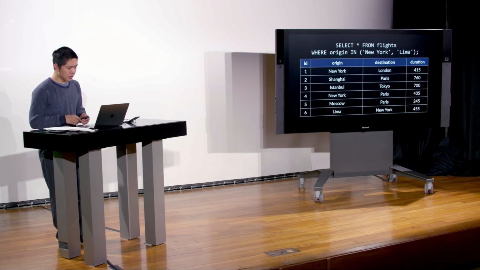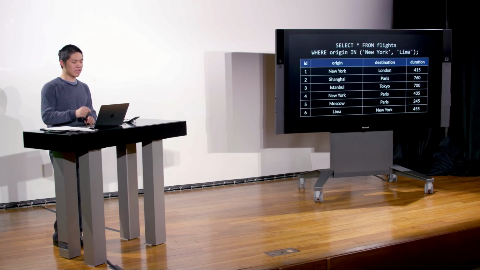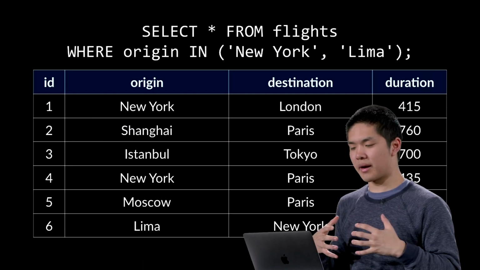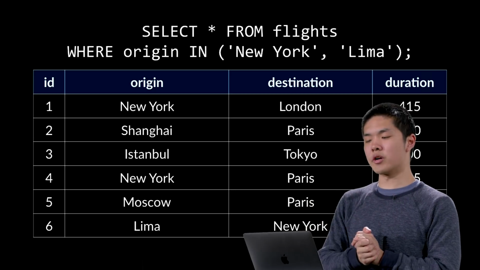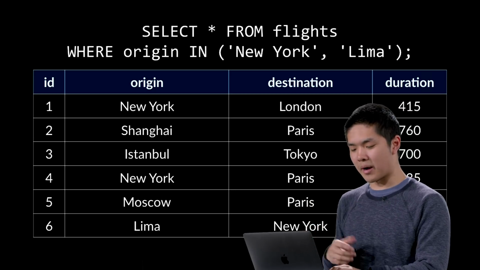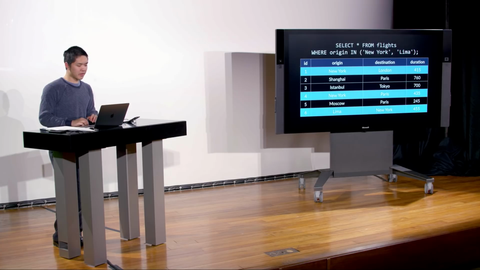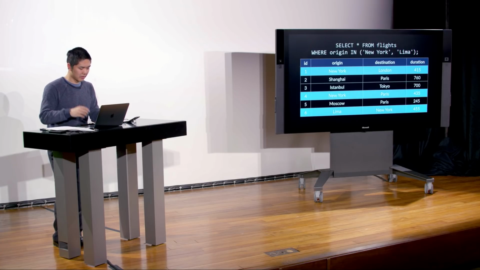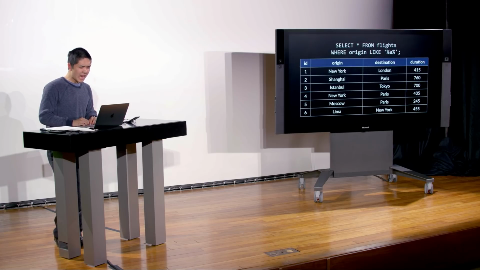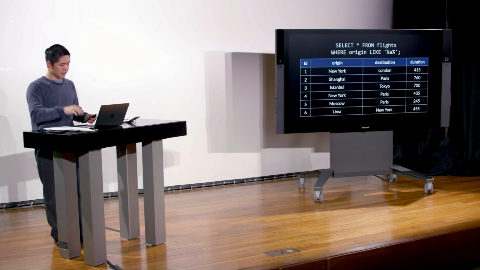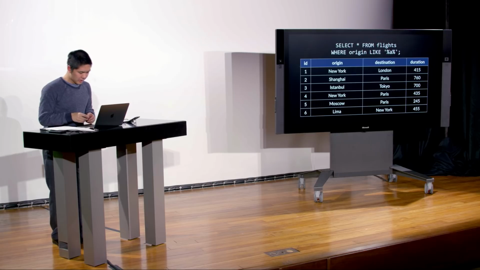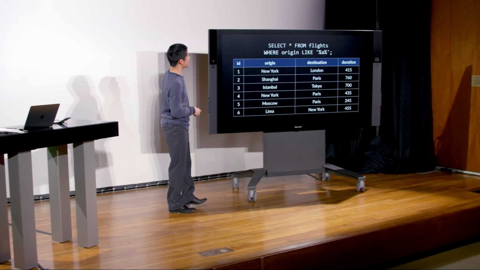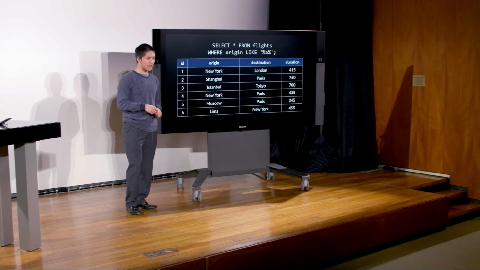A couple other things you can do. You can also specify, using the IN keyword, a range of possible values. So in this case, I'm saying SELECT * FROM flights WHERE origin IN New York and Lima. And the result of that is that we get flights that are from either New York or Lima selected as a result. And likewise, I can start to do string matching, something like this, which is a situation in which I SELECT * FROM flights WHERE origin LIKE %a%.